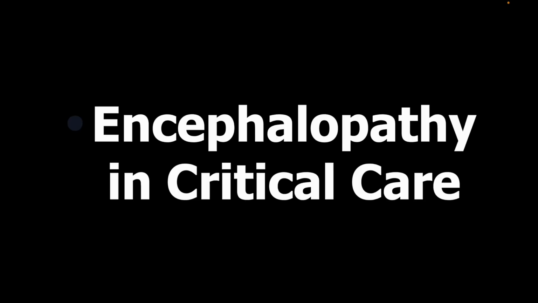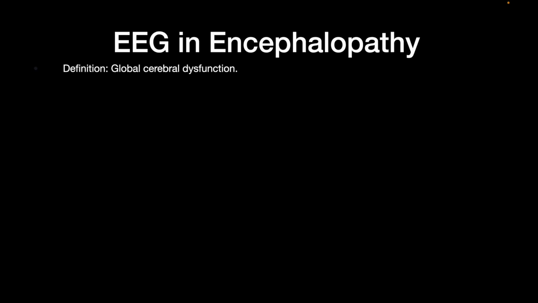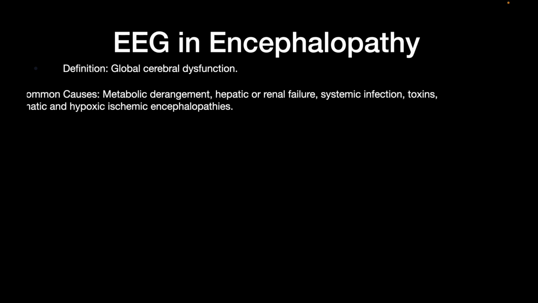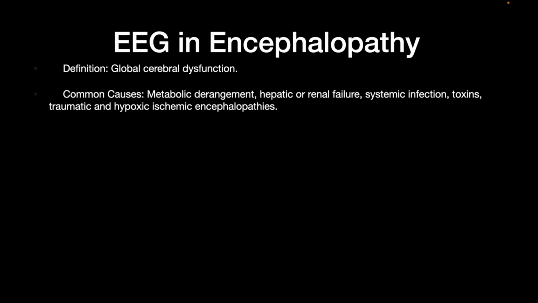Now, encephalopathy in critical care is a very important topic, and there is very little monitoring that can be done for encephalopathy in critical care, especially the metabolic encephalopathies, which are very difficult to diagnose. Now, the definition is a global cerebral dysfunction, and the commonest causes are metabolic derangements like hepatic or renal. It can also be because of infections, that is septic encephalopathy, toxins, trauma, and hypoxic or hypoglycemic ischemic encephalopathies.